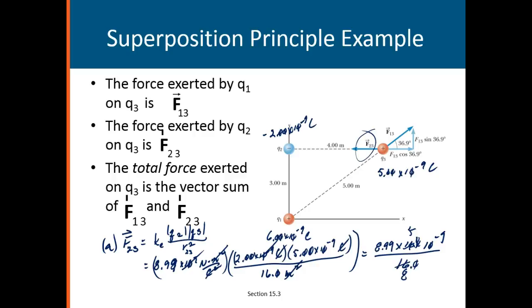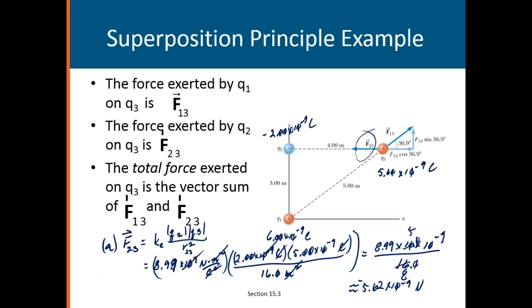5.62 times 10 to the minus 9 newtons. Newtons are the only units that are left. 8.99 divided by 8 is going to be just something a little bit greater than 1. So that times 5 would be 5.62. Now, we look at this and we see that it is strictly in the minus x direction, so that's going to be minus. That's where the minus sign came from. Okay, so that's the answer to A.